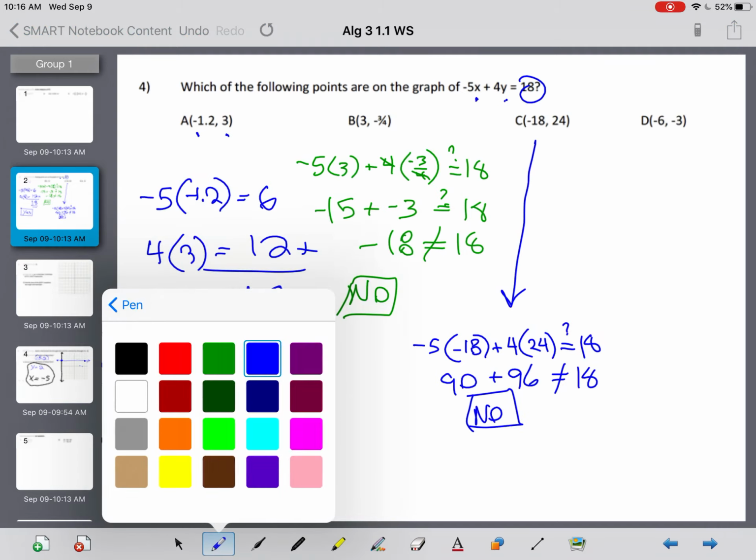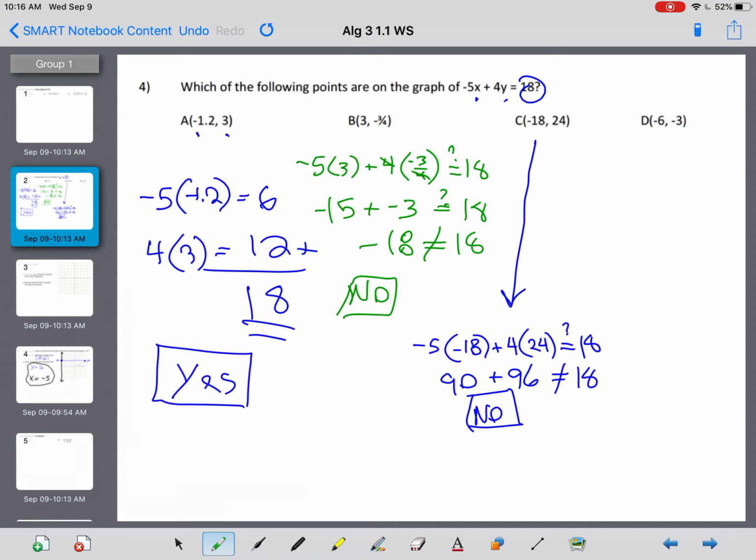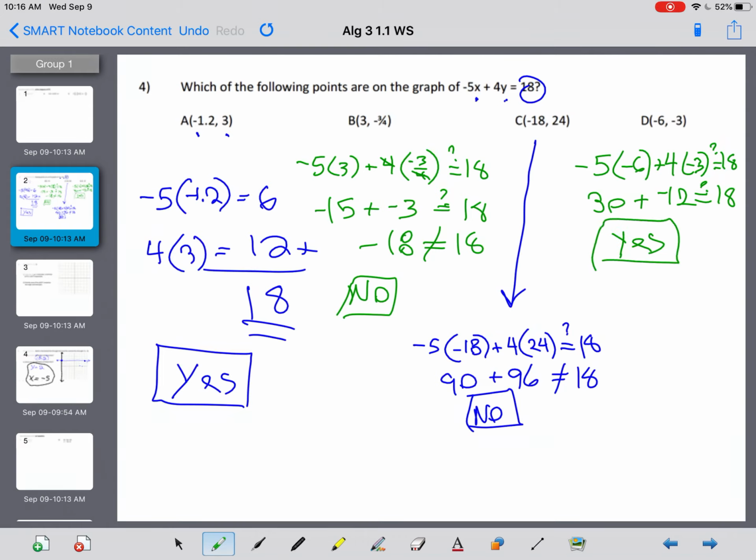And then this last one for number 4 is negative 4 times negative 6. Oh, actually, no, sorry. Negative 5 times negative 6, plus 4 times negative 3. Does that equal 18? So this is 30 plus negative 12. Does that equal 18? And yes, it does. So that goes with number 4 from worksheet 1-1.